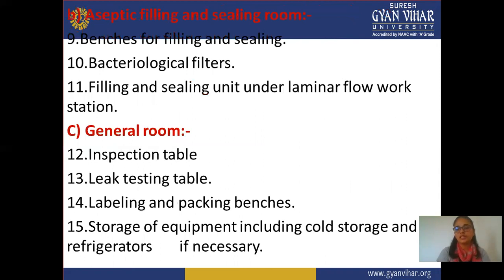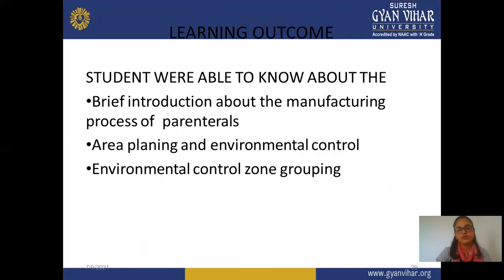Next is the aseptic filling and sealing room. In this area, filling and sealing is required: a bacteriological filter, filling and sealing unit under the laminar flow workstation. For the general room, there is an inspection table, leak testing table, labeling and packaging benches, storage of equipment including cold storage, and a refrigerator if necessary. So these are the requirements. After completing this topic, you should know about this outcome.